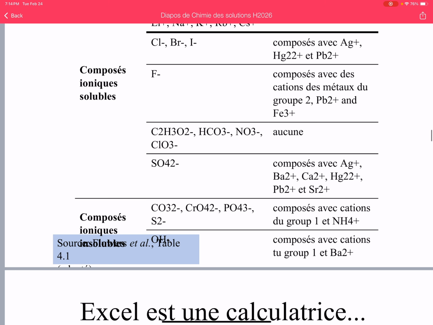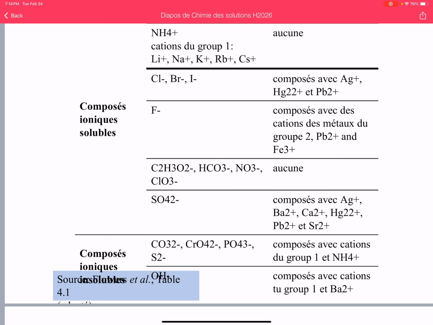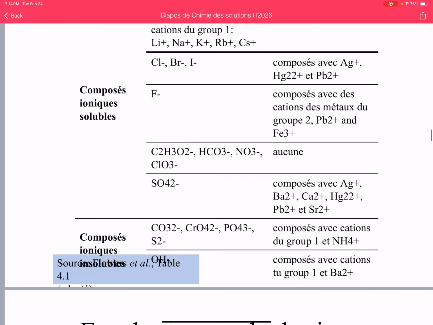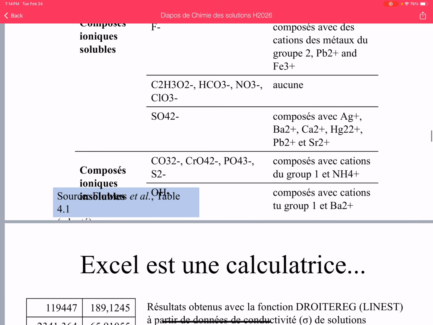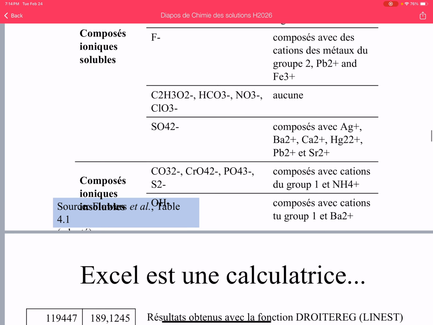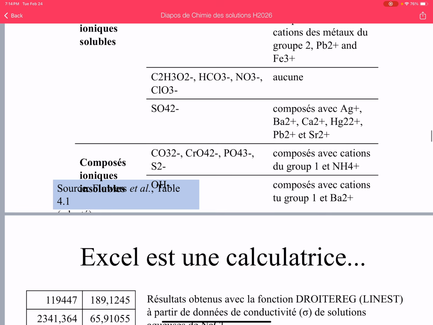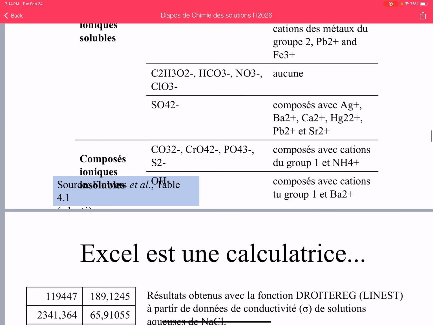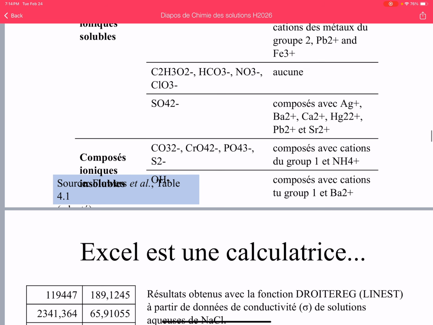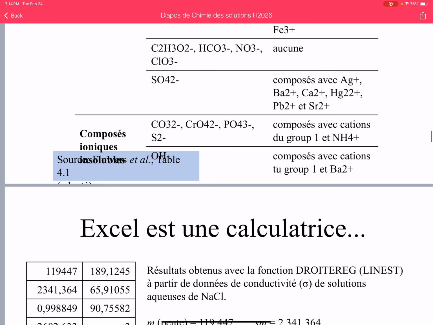But then these are also really soluble, so C2H3O2, CH3, so acetate, bicarbonate, and nitrate, NO3 minus, and chlorite, ClO3 minus, and other stuff. But these are the contrary, so CO3 minus, carbonate, and I think this is chromate, CrO4 minus, and definitely phosphate is something that will precipitate often.